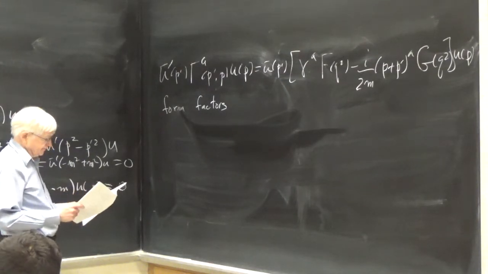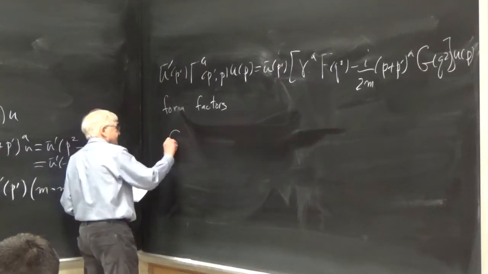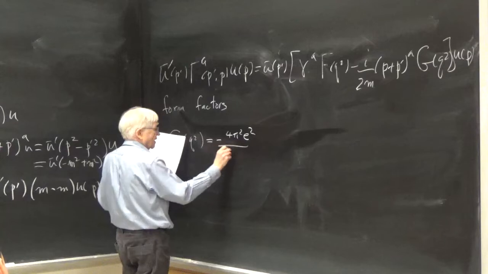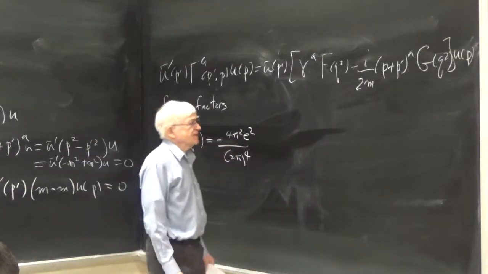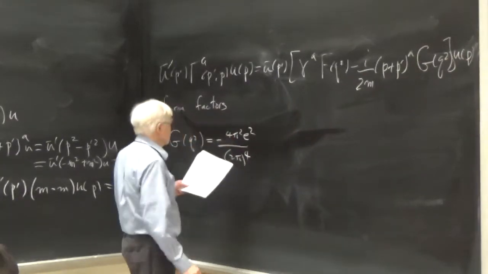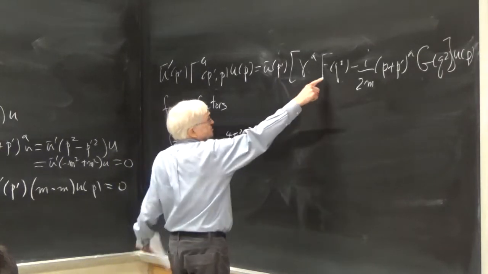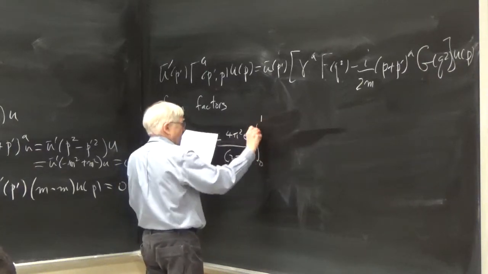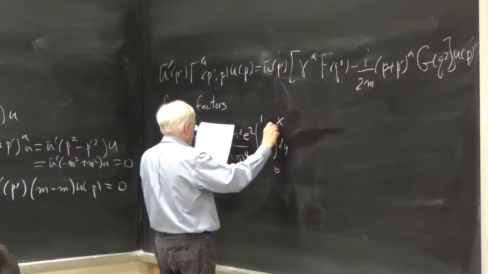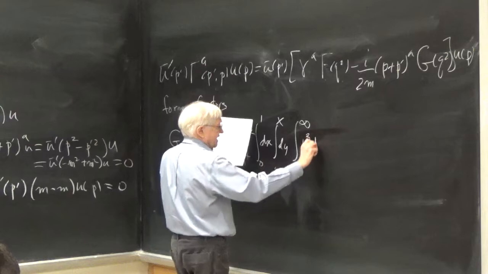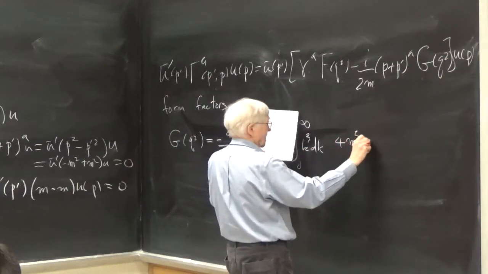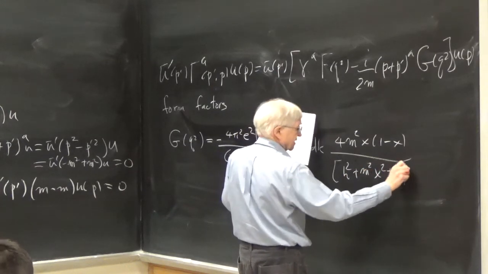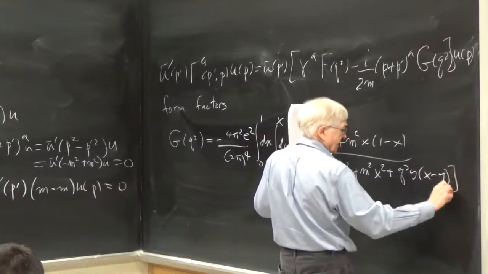The magnetic form factor here is G of Q squared, and this is minus 4 pi squared e squared over 2 pi to the 4th. So this is basically the electric and magnetic form factors, actually called the charge form factor and the magnetic form factor. The magnetic one is 4 pi squared e squared over 2 pi to the 4th, integral 0 to 1 dx, integral dy, 0 to x, integral 0 to infinity, k cubed dk. And now what we have is just 4m squared x(1 minus x) over (k squared plus m squared x squared plus q squared y(x minus y)) cubed.